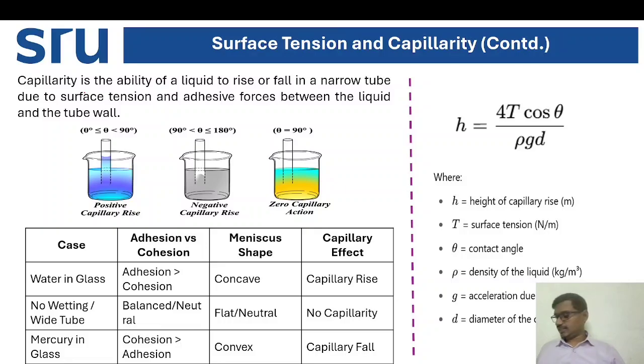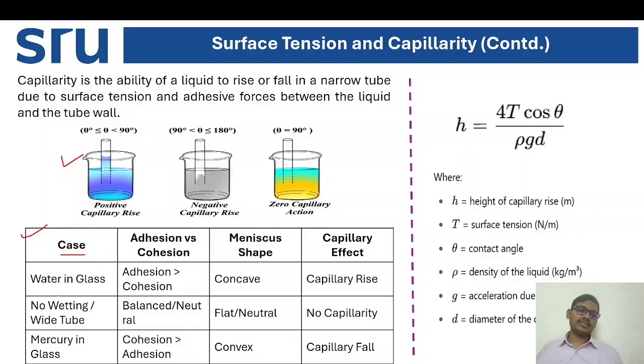Now surface tension and capillarity. This is also one of the important things. Capillarity is the ability of a liquid to rise or fall in a narrow tube due to surface tension and adhesion forces between the fluid and the tube. Now what is adhesion, what is cohesion, what is concave, what is convex, everything we will see with respect to this table, and we'll come back to these figures.